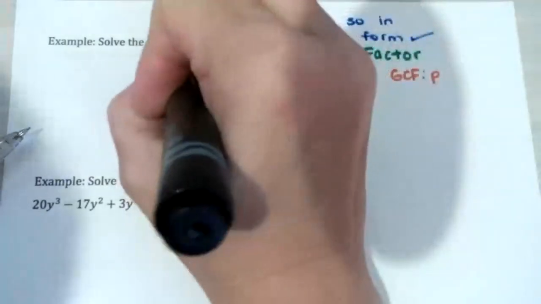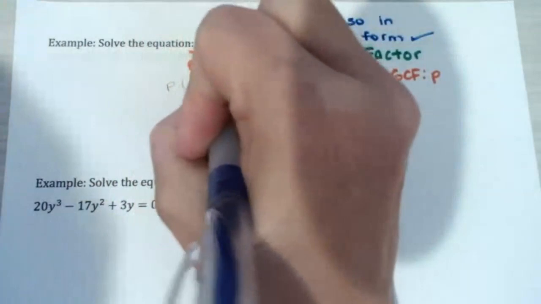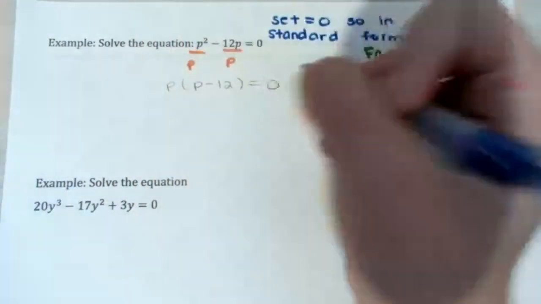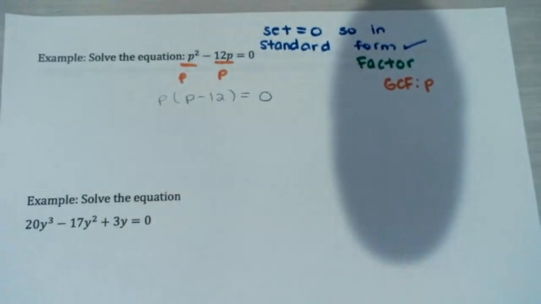So I can factor or divide out p from both terms. So bringing that p out front, we're left over with p minus 12 equals 0. And that's as far as we can factor. We can't do anything else with p minus 12. So it's completely factored for us.